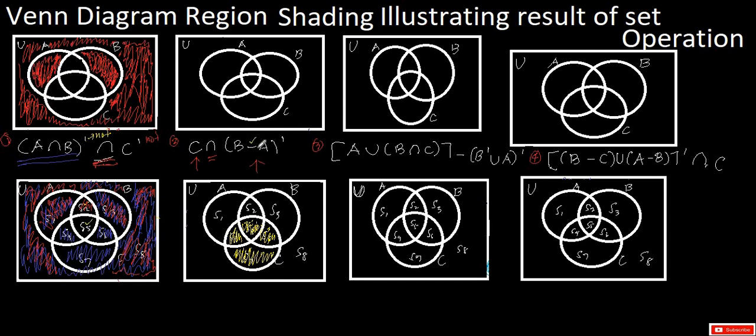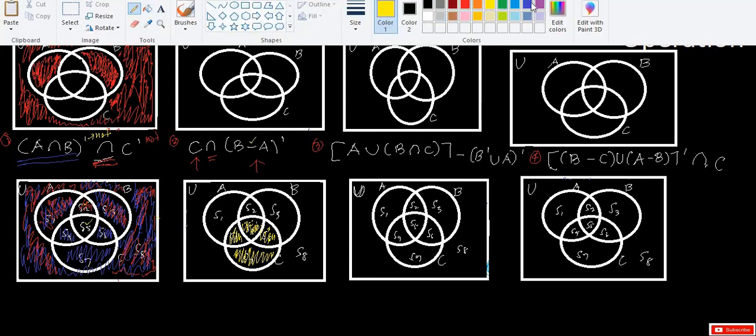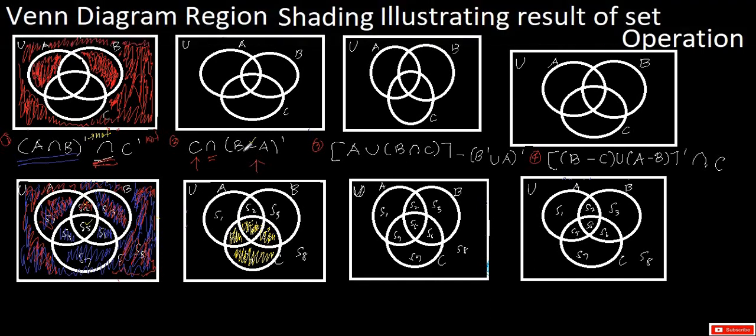if we are going to perform the operation inside the parentheses, we will just check the region which is the result of the operation with a different color, and for the final result, which is the complement, we are going to do the shading already. So here we will use blue color for the checking. So what are the regions of the result of B minus A?